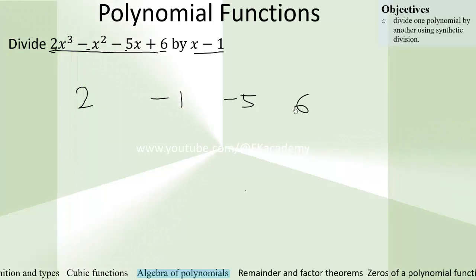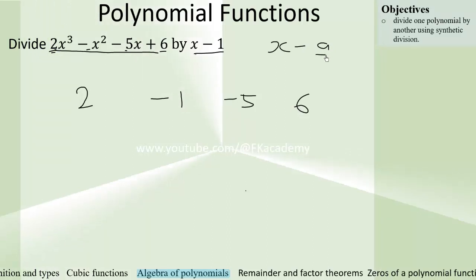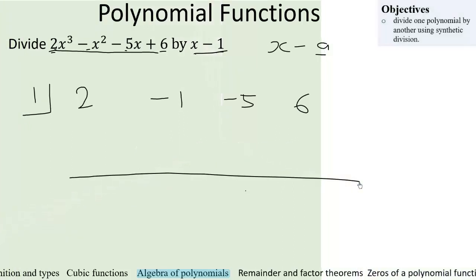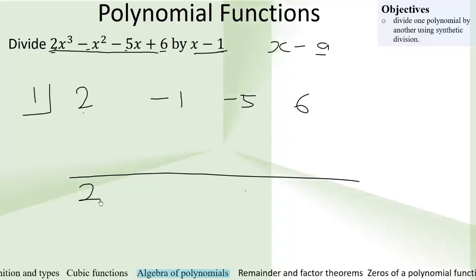Then we write out the a value. Remember, x minus a. So the a value is 1. We write it here. We draw a horizontal line beneath it. We drop the 2 here. Since there's no number here at the moment, it is assumed to be 0. So 2 plus 0 is 2.